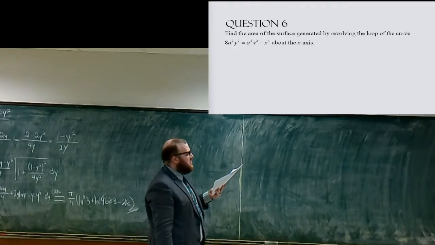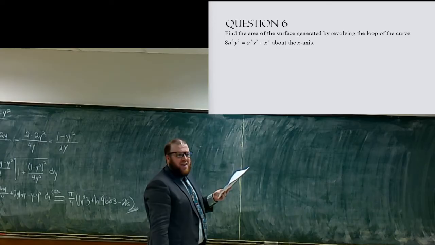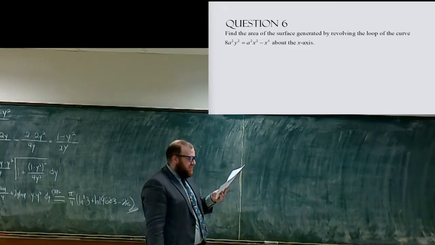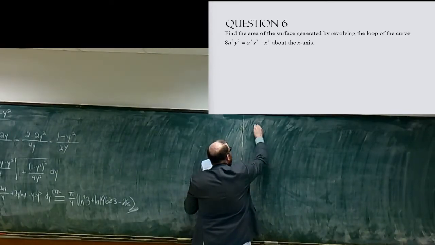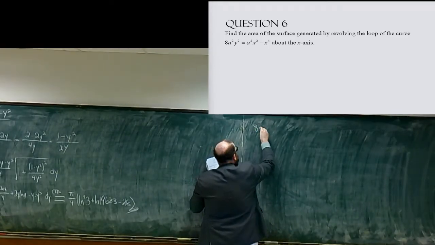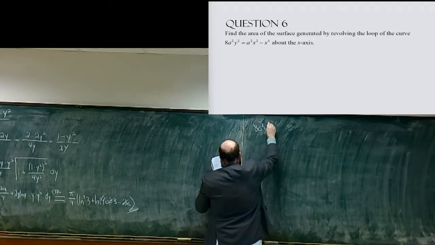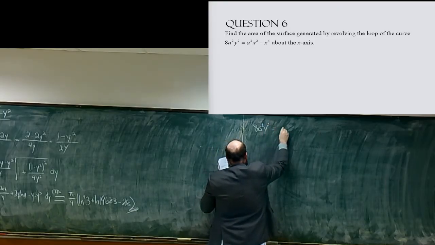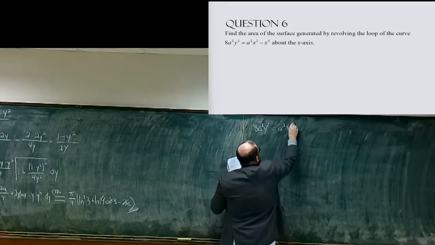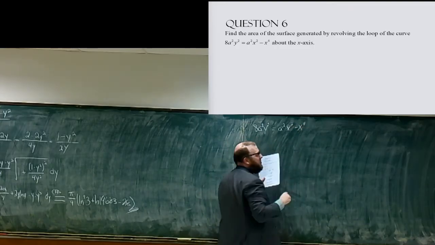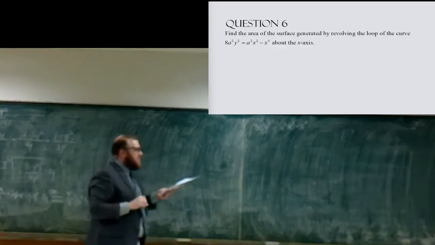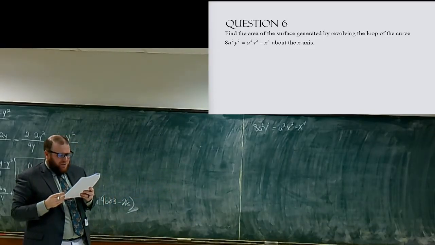So we have, and this one's tough because it gives us A, arbitrary A. That's fun. So we have a curve: 8a squared y squared equals a squared x squared minus x to the 4th. We're revolving this about the x-axis. And it's one loop.